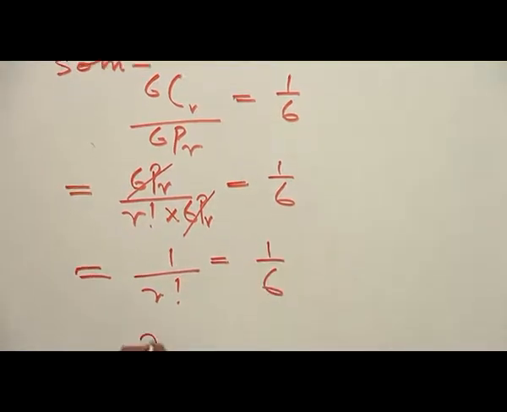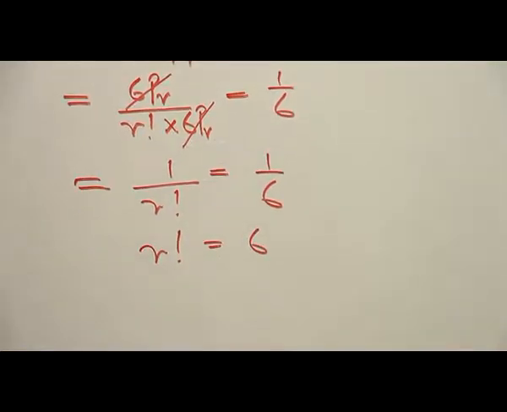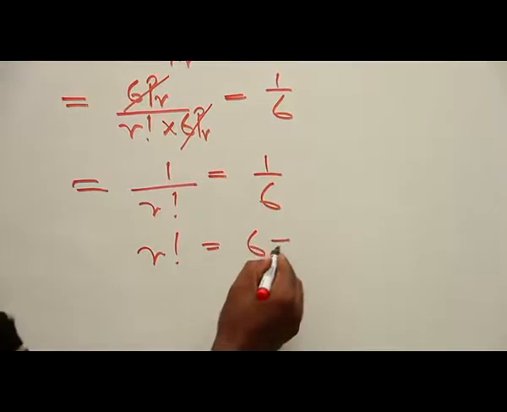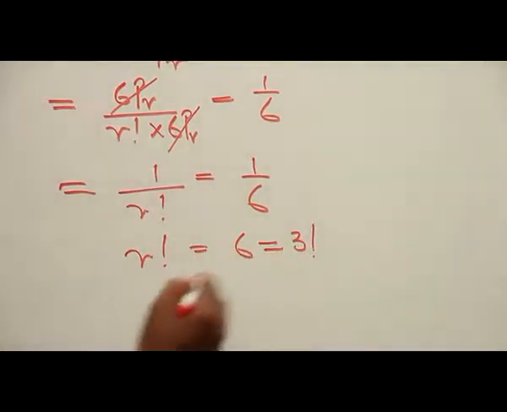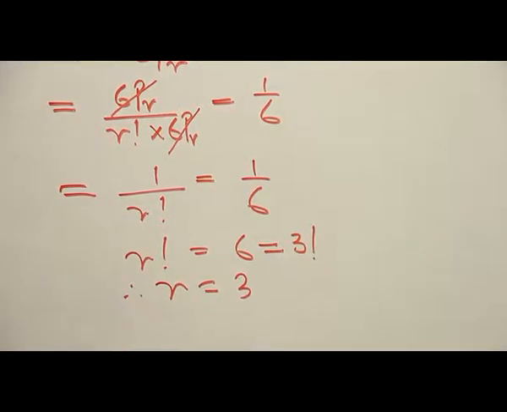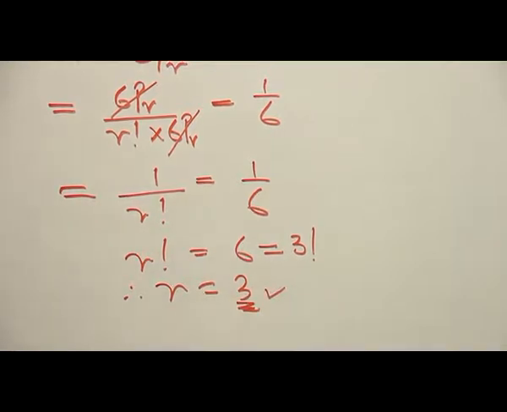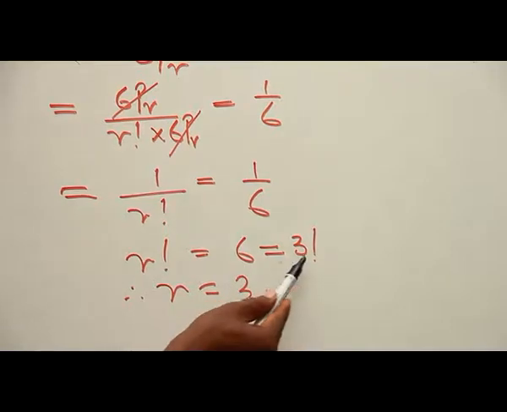Cross multiply, R factorial is equal to 6. And you will recall that 6 is the same thing as 3 factorial. So we cancel factorial, therefore our R is equal to 3. So the value of R is equal to 3. Take note of how I proceeded from 6 to 3 factorial.